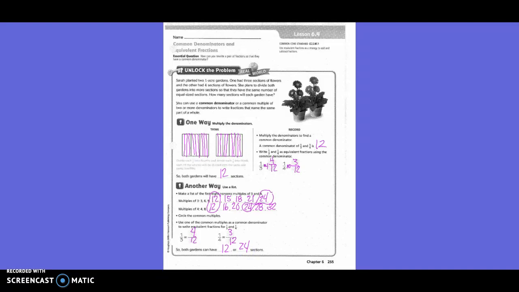If we would have done 24, how do you get from 3 to 24? Times 8. So 1 times 8 is 8. And then on this one, if we would use 24, how do you get from 4 to 24? Times 6. So 1 times 6 is 6.